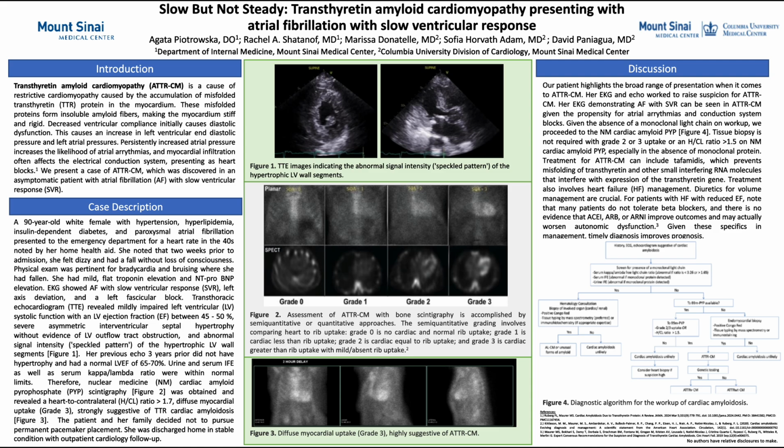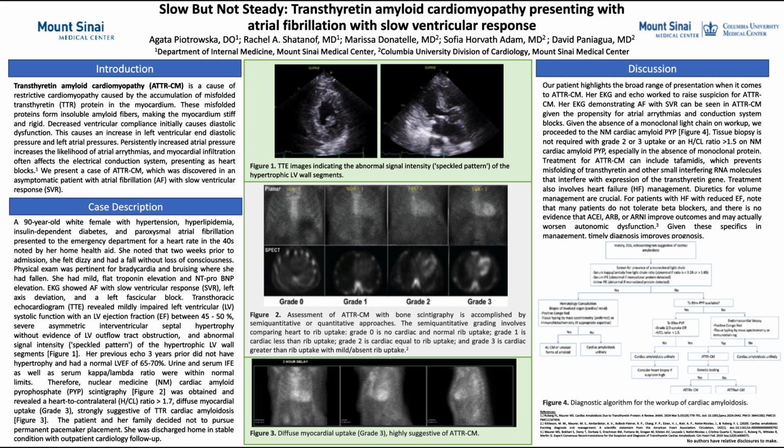So what makes this case interesting? Our patient highlights the broad range of presentation when it comes to cardiac amyloidosis. Her EKG and echo already raised suspicion, and given that the EKG demonstrates atrial fibrillation with slow ventricular response, this can be expected given the propensity for atrial arrhythmias and conduction system blocks. In this case, tissue biopsy was not necessary in patients with grades 2 or 3 or with an elevated ratio above 1.5, and our patient had 1.7. The biopsy is not necessary to make the diagnosis.